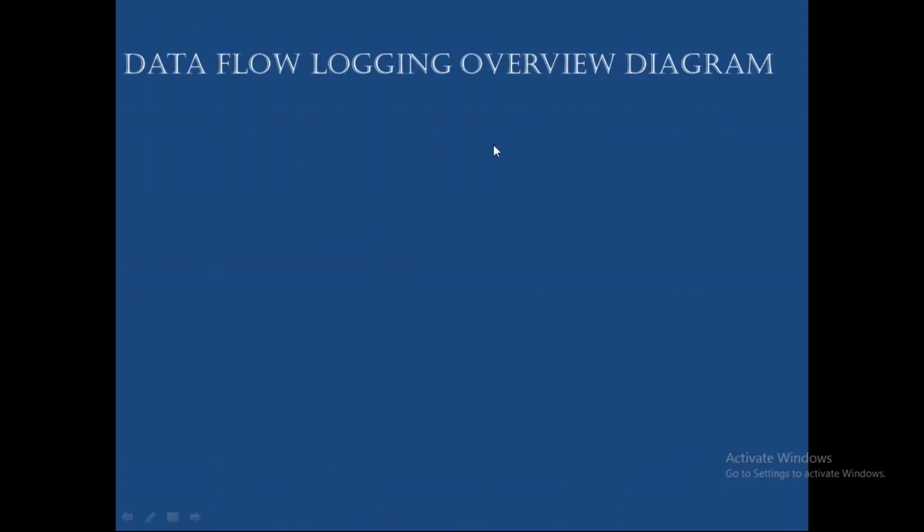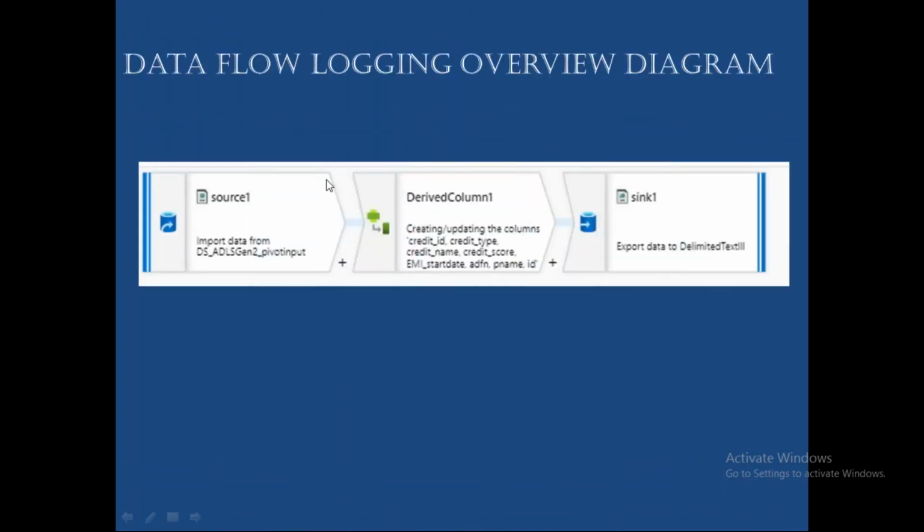Next, the data flow logging overview diagram. You will have a source which is going to read the format in which you want to write these logs. Derive column is going to set the data for all the columns. I'm not going to add new columns, but for the existing columns I want to add the content using derive column. Finally, I will write the data into my target table wherever I want to store the logs.